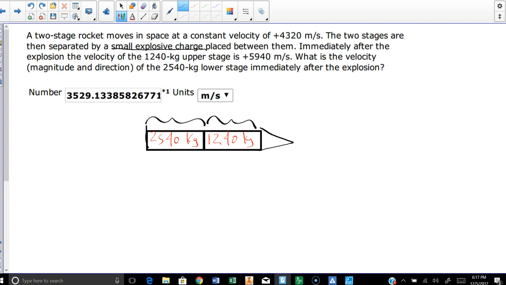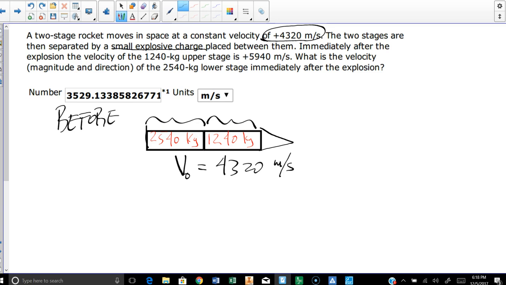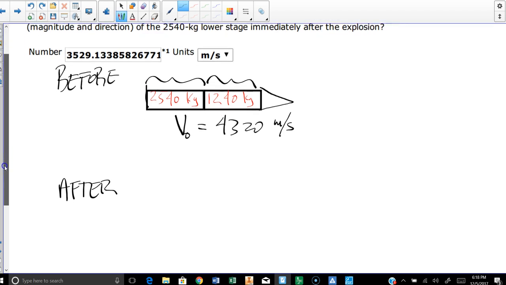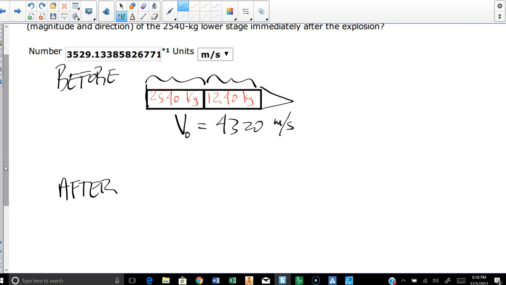So a two-stage rocket moves in space at a constant velocity of... So what makes this different than the Shaq problem is that before they split apart, they are not stationary. They are actually moving. So the original velocity of both sections, because they're connected, is 4,320 meters per second. And I like to break these into a before or initial situation, and we'll look at an after underneath. And I find when I work a momentum problem like this, or any momentum problem, I like to look at both situations, have a picture for each.